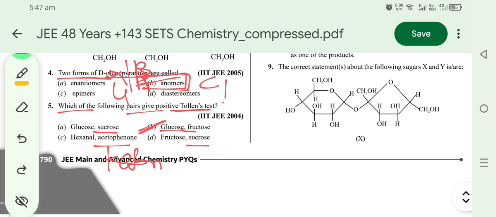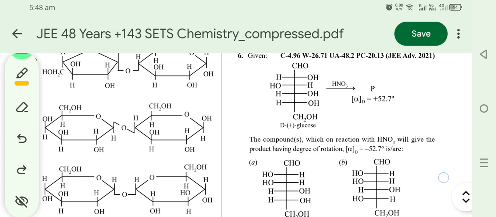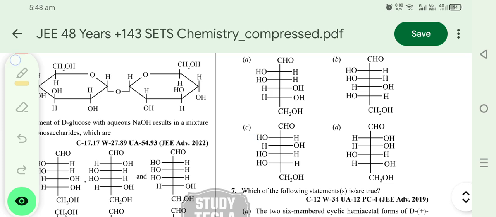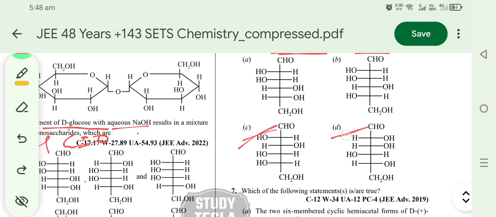Glucose and fructose are reducing sugars. They can give a positive test with Tollens reagent. The given compound is D-glucose with HNO3. It gives saccharic acid, and it has a plus 52.7 degrees rotation and produces a degree of rotation of minus 52. Minus 52 indicates the opposite form: if it is dextrorotatory, it must be a levorotatory compound. These structures are present in C and D. C and D is the correct option.